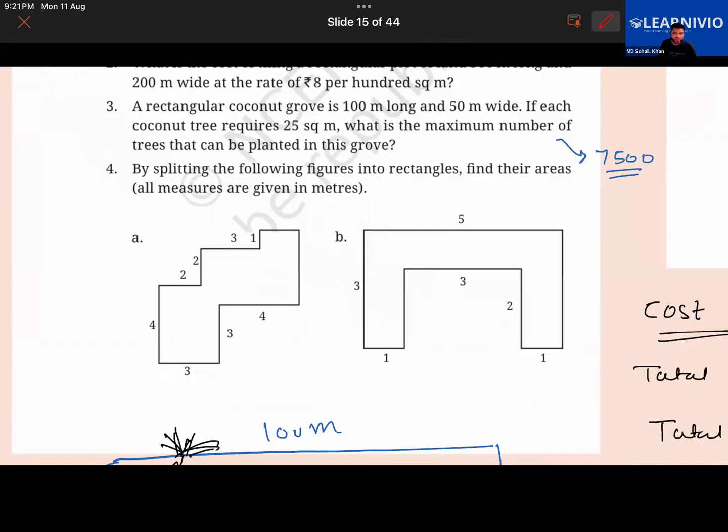Can you tell the answer for A? Sir, I'm getting 29 square meters for A. I'm afraid that might not be correct. Okay, what about others? Sir, I get 30 square meters. Okay. Let's try to break it into different figures, everyone.